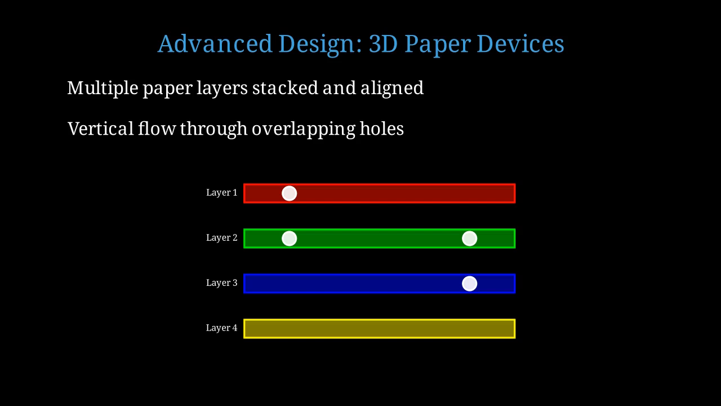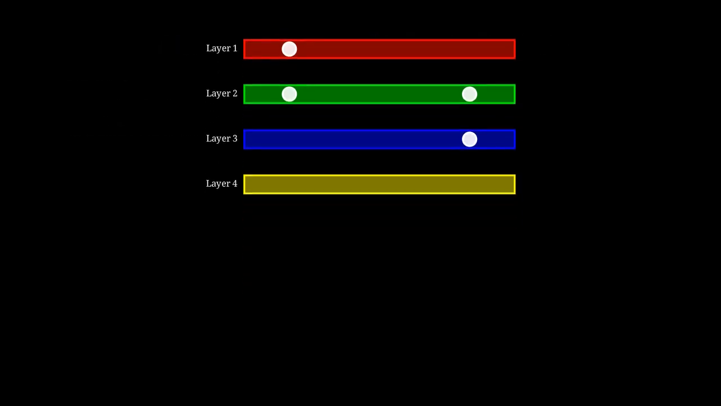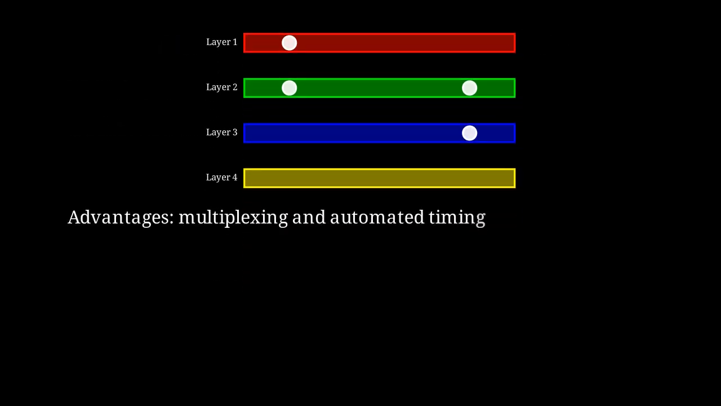4 layers are stacked. Fluid enters the top layer, flows down through aligned holes to layer 2, then across to another vertical connection down to layer 3. 3D devices enable multiplexing testing for multiple analytes simultaneously. They also provide automated timing through varying flow path lengths. A practical example is a dual test for HIV and syphilis. Sample flows from one inlet and automatically splits to reach two separate detection zones in different layers.